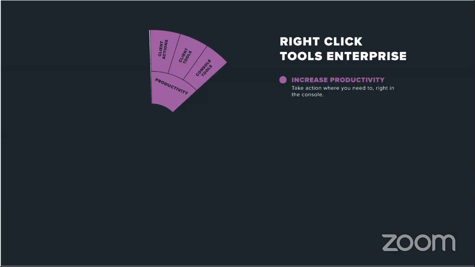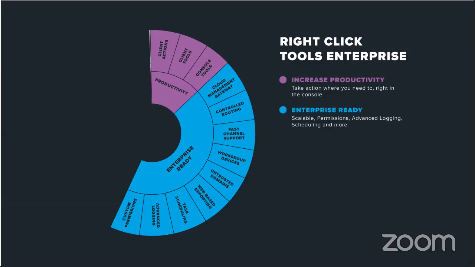Today, we're going to be talking about a subset of what's available in the right-click tools. When we typically talk about right-click tools, we talk about them in terms of a couple of different categories. We have our productivity tools, where we really mean our client actions, client tools, and console tools. We're going to be demoing a portion of the system info tool today, but it's really not the focus of this webinar.